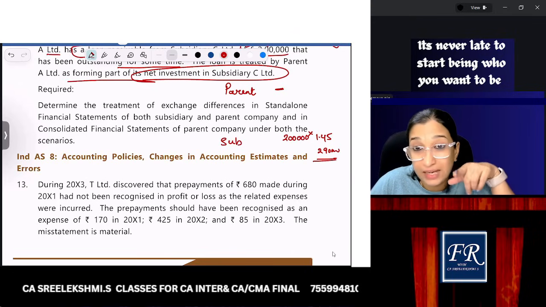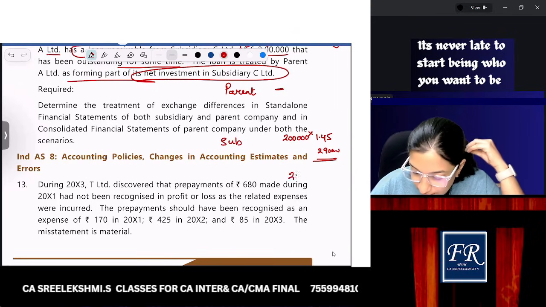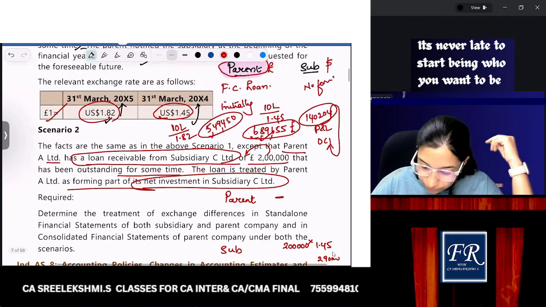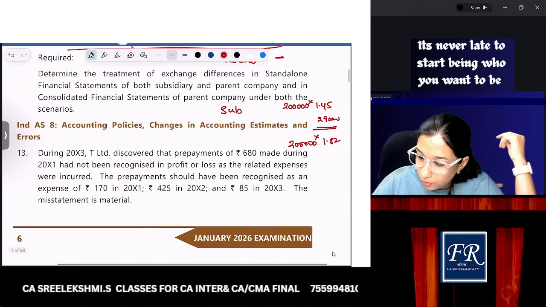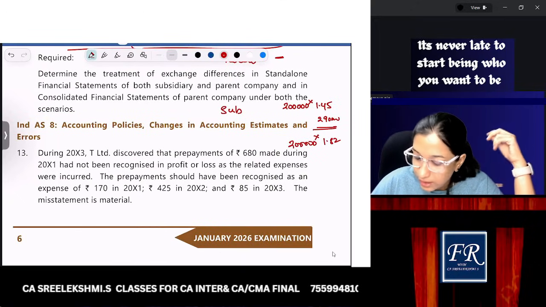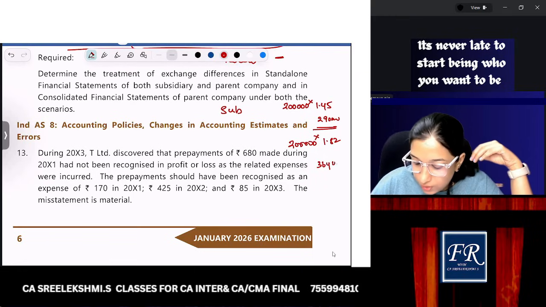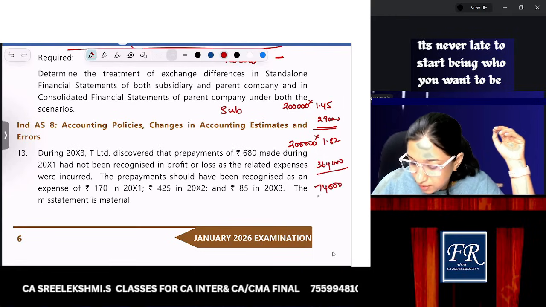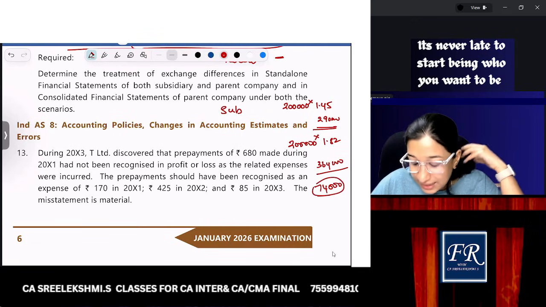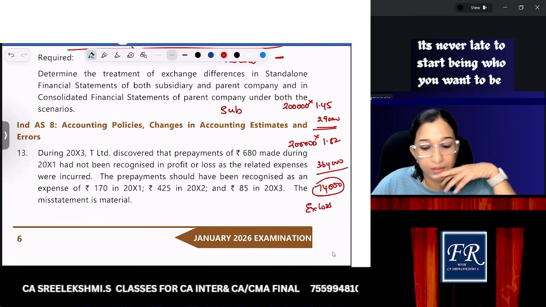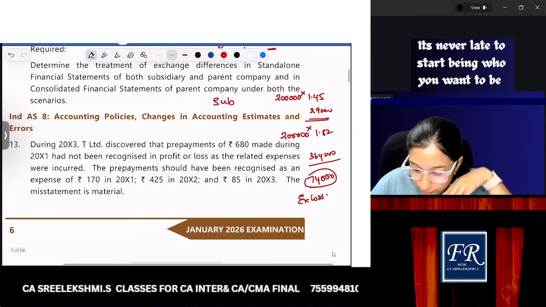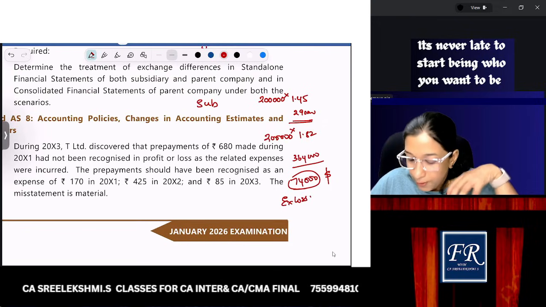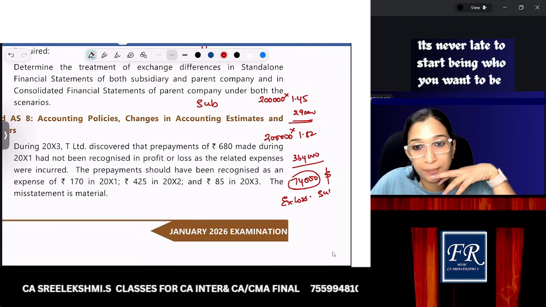Initially, I will be recognizing the liability. But at year end it has become 2 lakh into 1.82, which is 3,64,000. So 74,000 will be recognized as exchange loss, in dollars, in the books of the subsidiary.